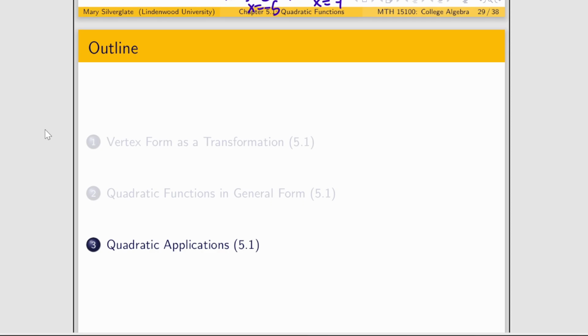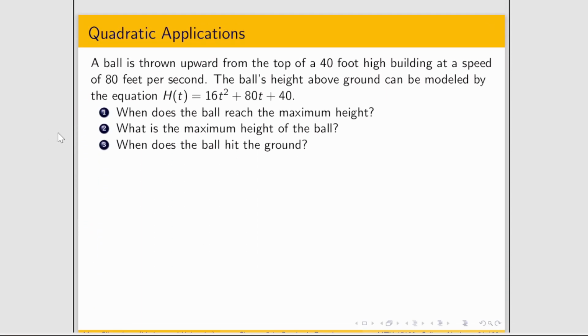The last big topic in this chapter are quadratic applications, and in particular we're usually looking at the real-world context of the vertex or sometimes the intercepts. So let's take a look at an example here, and there's a typo here that should be a negative in front of that 16. That's going to appear on your version of the slides, but just note that typo. So we have a ball is thrown upward from the top of a 40-foot high building at the speed of 80 feet per second. The ball's height above the ground can be modeled by the equation h of t is negative 16t squared plus 80t plus 40.